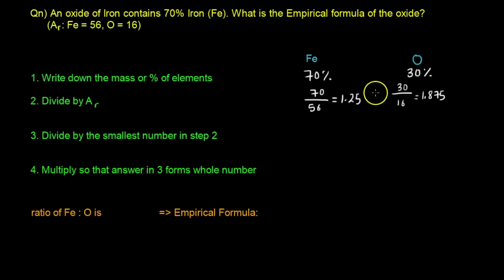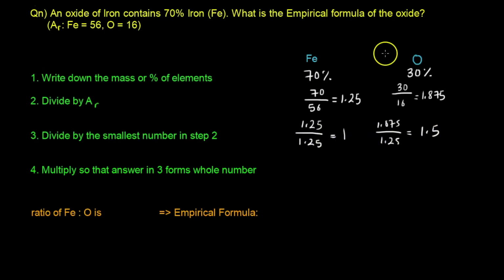Step 3 is to divide whatever number you have by the smallest number in step 2. There's only two elements here, so we compare which one is smaller. It's 1.25 being the smaller one. So we take 1.25 divided by itself, because it's the smallest, to give us 1. This one, 1.875 divided by the smallest number, 1.25, gives us 1.5.